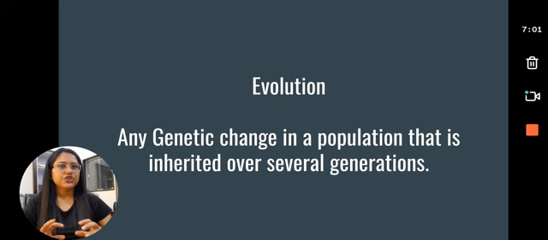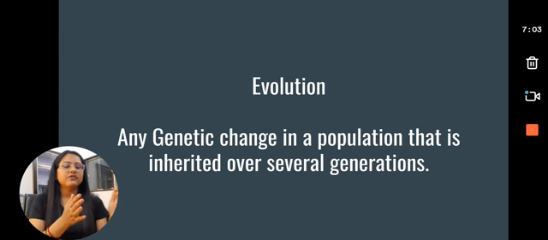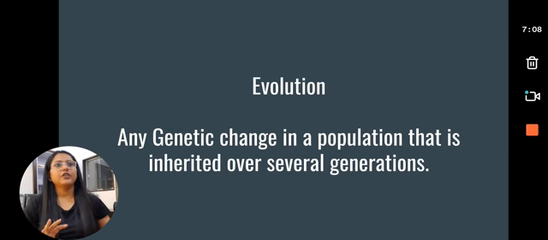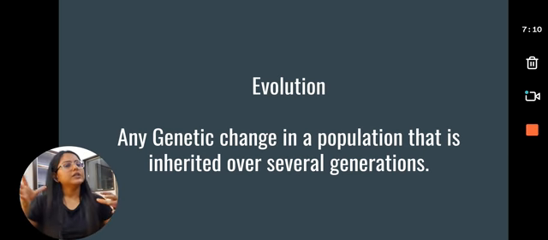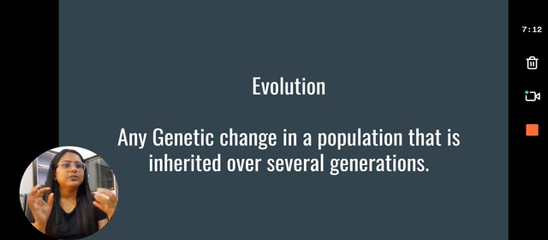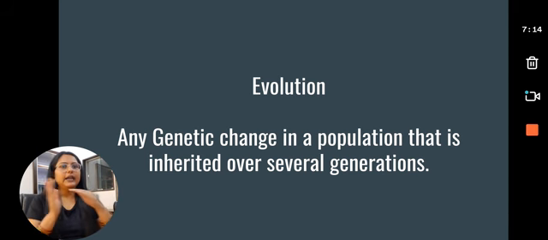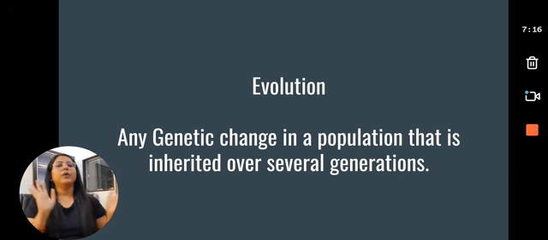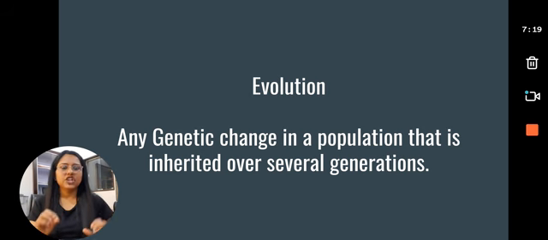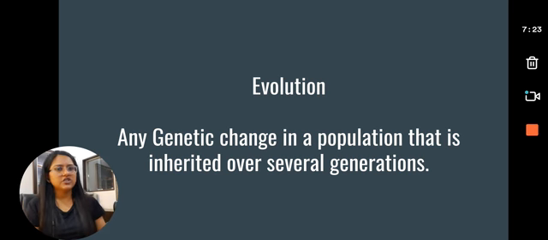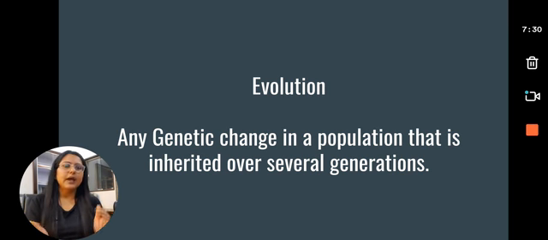So what is evolution? The mutations which we have discussed, over a period of many thousand years, these mutations and variations accumulate in a population. These genetic changes in a population that are inherited over several generations accumulate and slowly and gradually result in the advancement of the organism, and that is known as evolution.